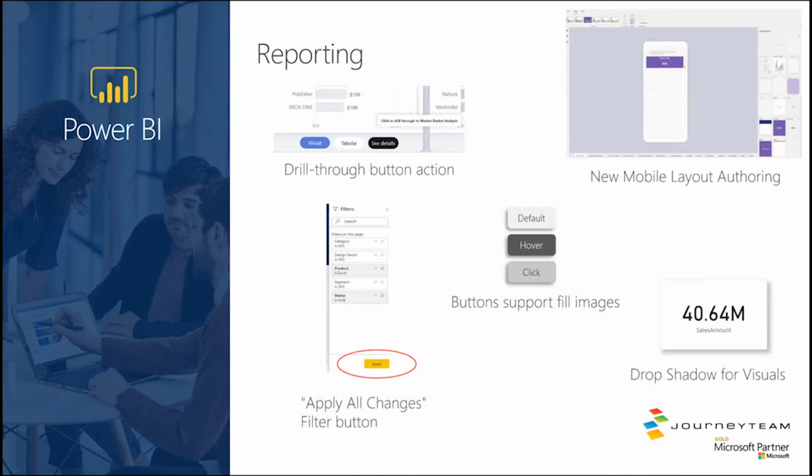Excellent. Next in reporting, we have some of the visual features. The first one is the drill through button action. You can now drill through to detail pages through the button. For example, this one, See Details, would allow you to navigate to a new page.